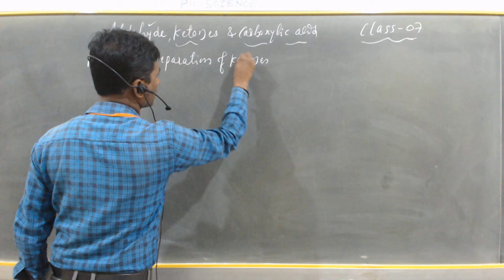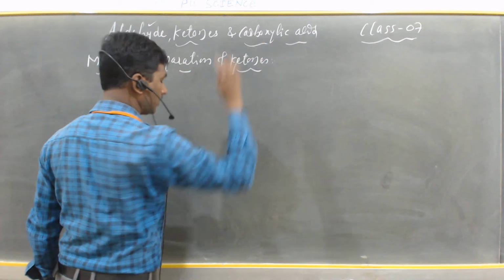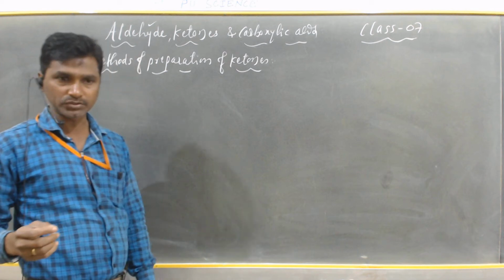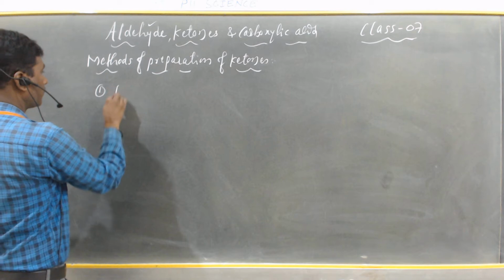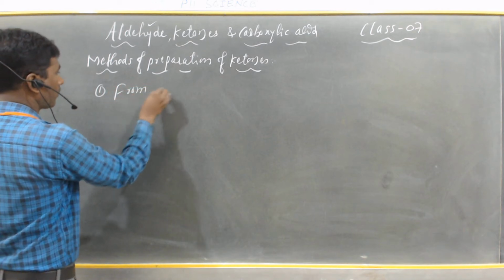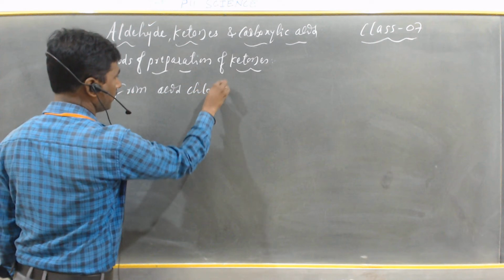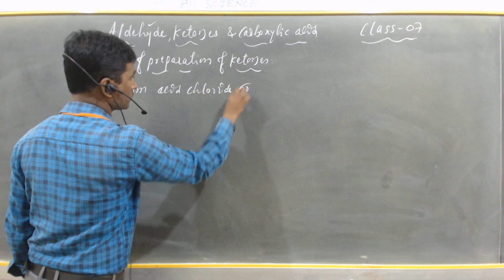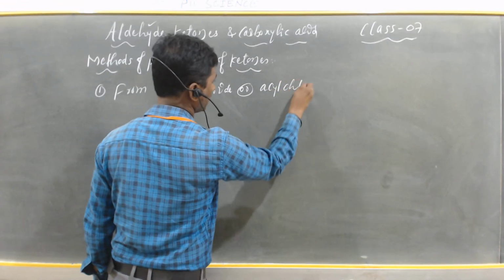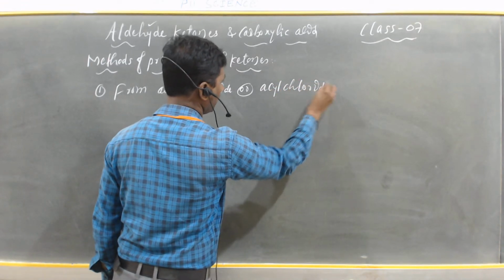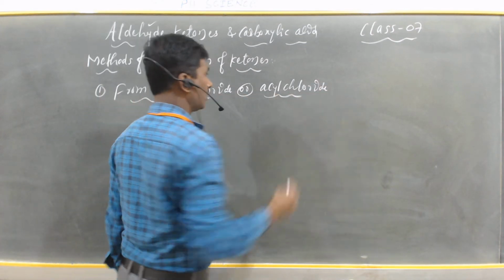The methods of preparation of ketones. In the methods of preparation of ketones, the first method is from acid chloride, or it is also called acyl chloride. From acid chloride or acyl chloride.